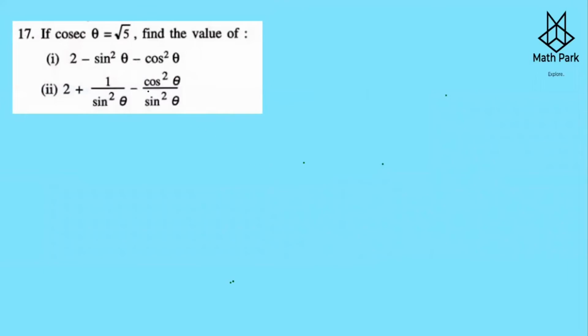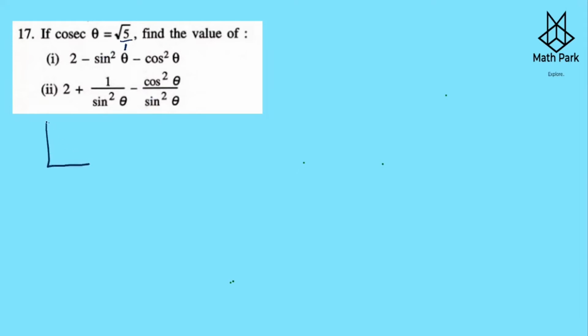Question number 17, if cosec theta is equal to root 5, find the value of 2 minus sine square theta minus cos square theta, 2 plus 1 by sine square theta minus sine square theta cos square theta upon sine square theta. Okay, so cosec theta is root 5, which can be written as root 5 upon 1.